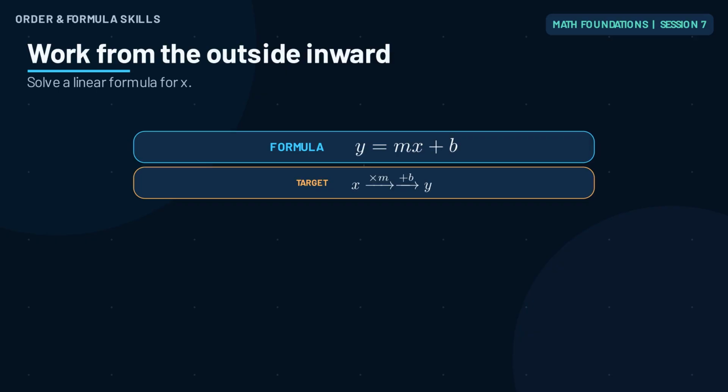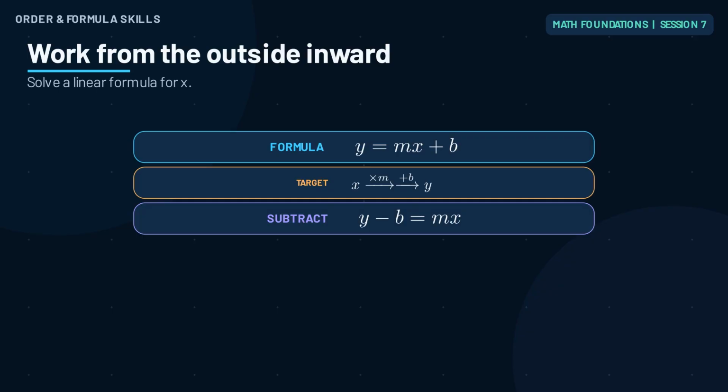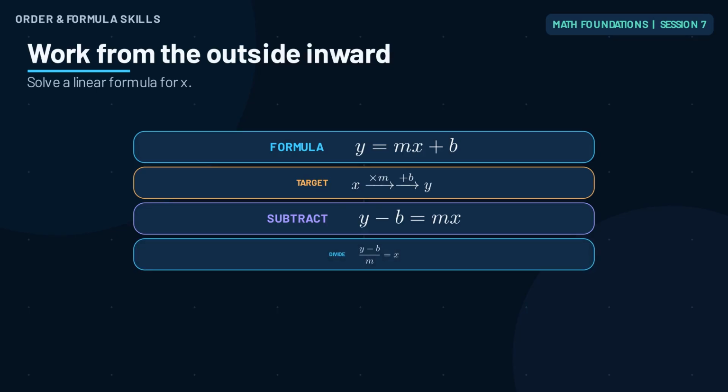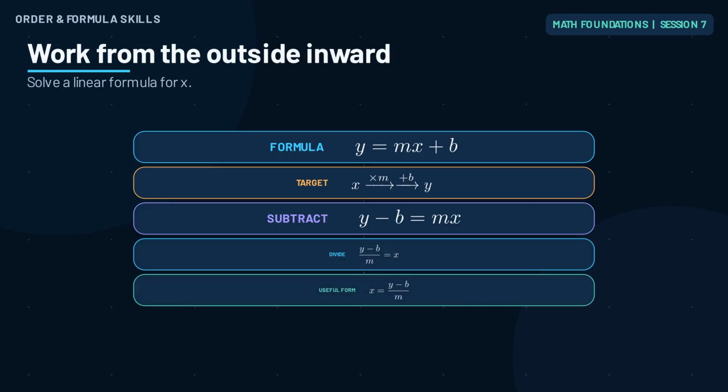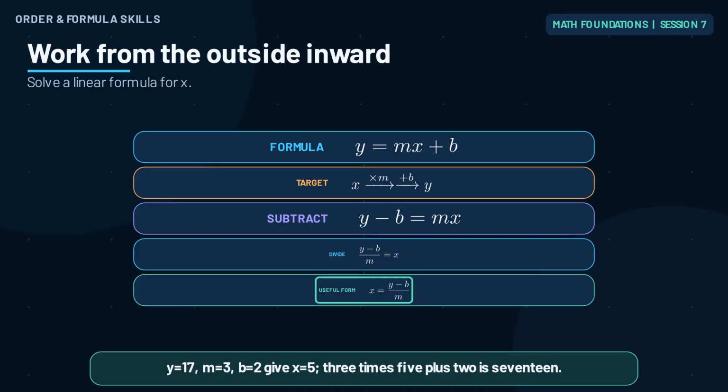The target x is multiplied by m, and that product has b added. Subtract b from both sides to obtain y minus b equals mx. Divide both sides by m. The isolated form is x equals open parenthesis y minus b close parenthesis divided by m. For y equals 17, m equal 3, and b equal 2, x equals 5. 3 times 5 plus 2 returns 17. Undo addition before multiplication because addition is the outer operation.